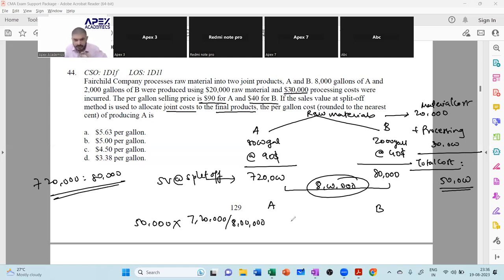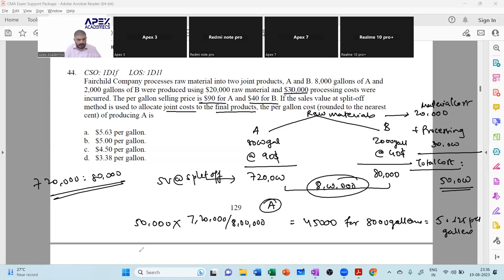So what is the ratio? This is nothing but 90%. So it is 45,000. For how many gallons? 45,000 for 8,000 gallons. How much is this? 45,000 divided by 8,000, which is equal to 5.625 per gallon.